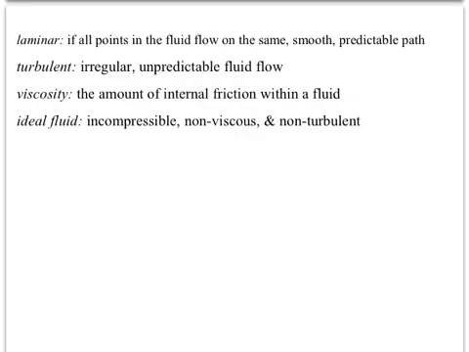Okay? Alright, so the first definition we're going to look at is the word laminar. And laminar means, and there's a typo on there, if all points in the fluid flow are on the same smooth, predictable path. So add the word are up here. If all points in the fluid flow are on the same smooth, predictable path. Which is opposite of the next term, turbulent. Turbulent has some irregular, unpredictable fluid flow.